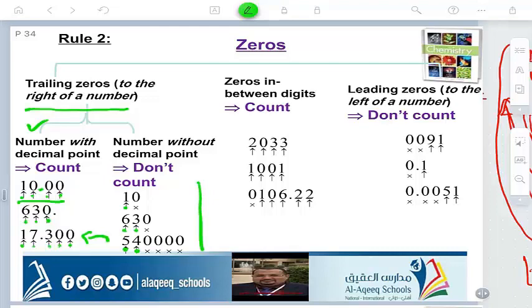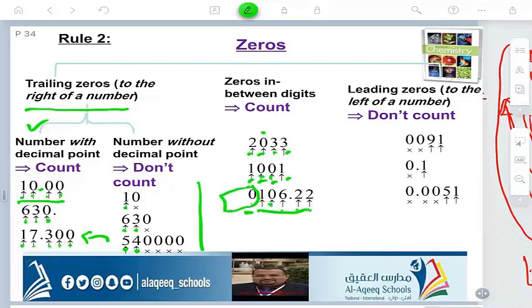This is the first case of rule 2. Second case of rule 2: if the zeros are in between digits, do we count them? Yes, we count them. Look, the zero here, we count it. 1, 2, 3, 4. Zeros here, so count them. 1, 2, 3, 4. The zero here, whether a decimal is found or not, we count all of them. But the zero on the left-hand side, we don't count this zero. We count only those 1, 2, 3, 4, 5, but we don't count the zero outside the number on the left-hand side.